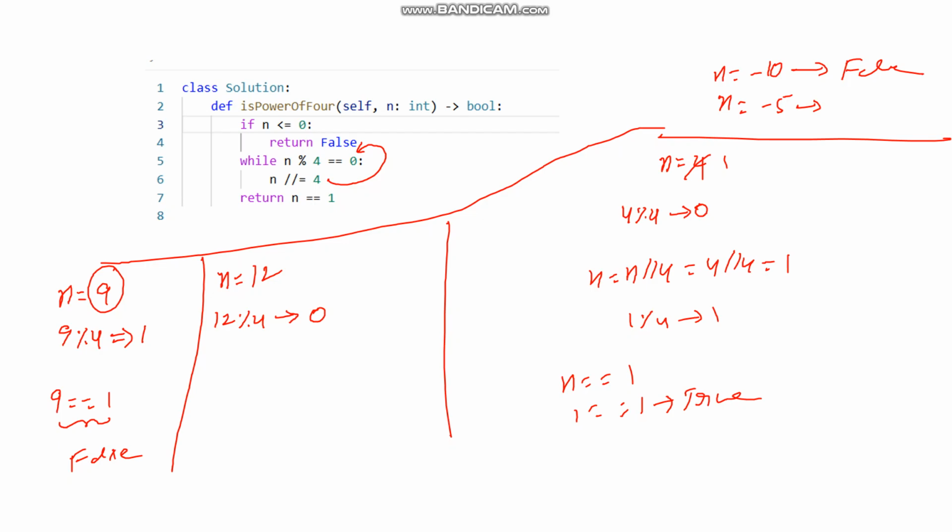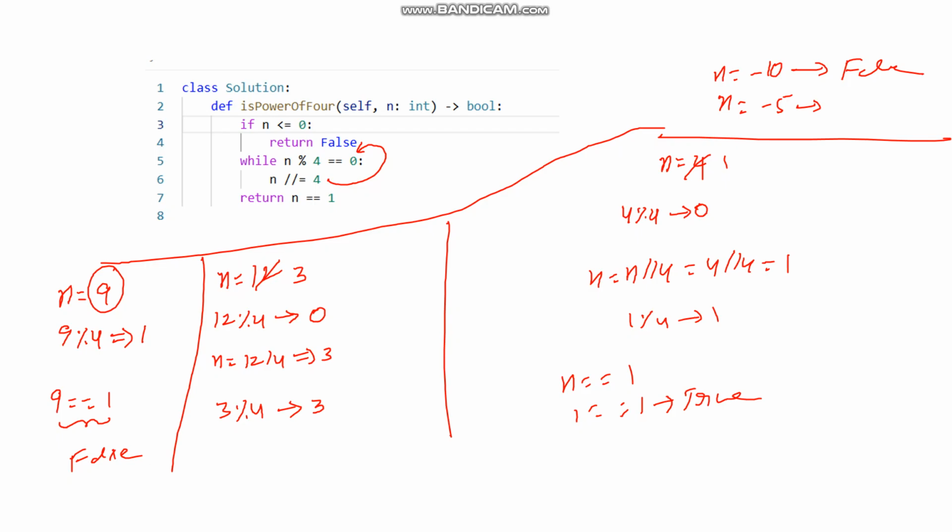When the condition is true, n equals 12 divided by 4. What is the value? 3. The n value becomes 3. After that, again go to the condition n mod 4. What is n mod 4? 3 mod 4. 3 mod 4 value is 3. 3 equals 0. The condition is false.